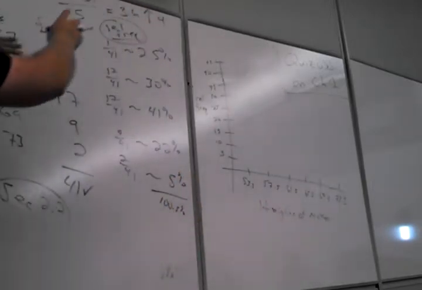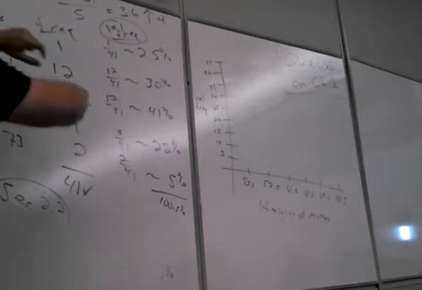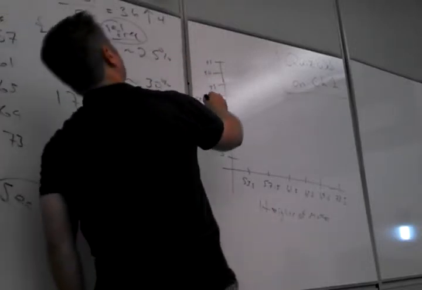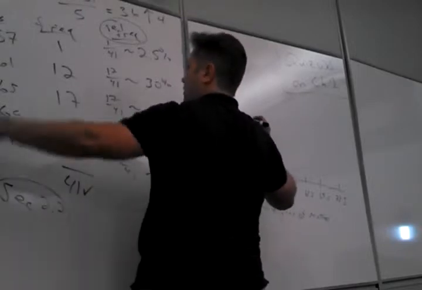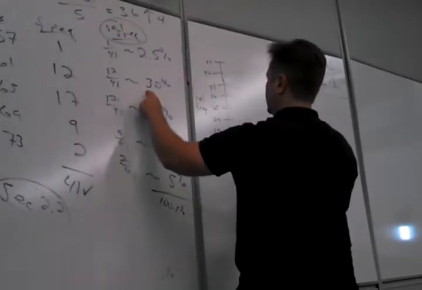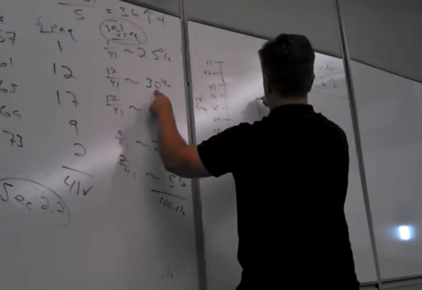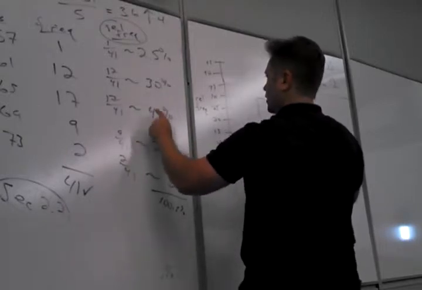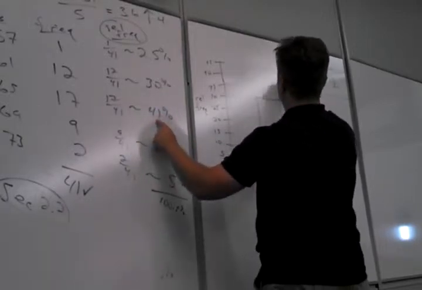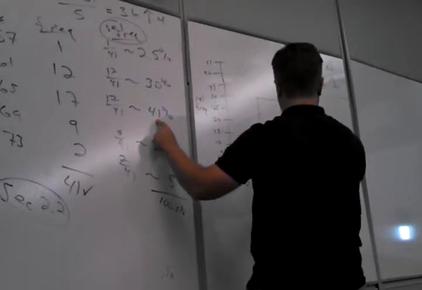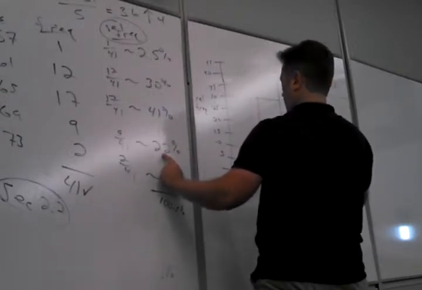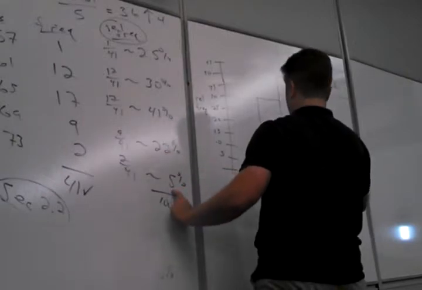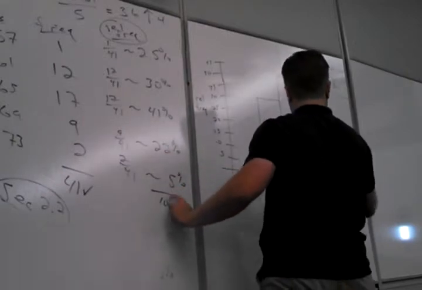And then the first rectangle is going to go up to 2.5%. Good, so 2.5%. And then 30%. And 41%. 22%. And finally 5%. Coolness.